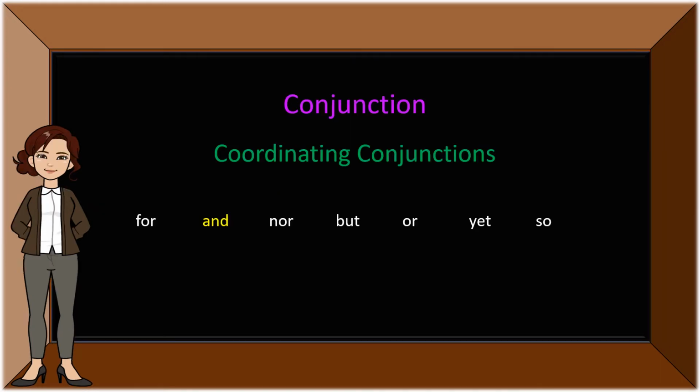Before we talk about coordinate adjectives, we're going to have to talk about conjunctions. Coordinating conjunctions: for, and, nor, but, or, yet, and so. And today we're going to focus on and, because and glues things together.